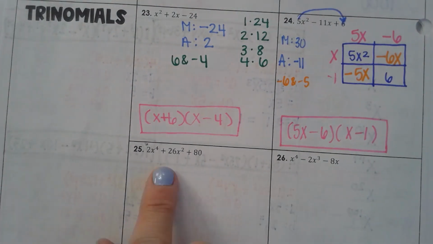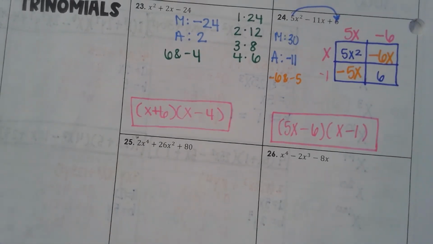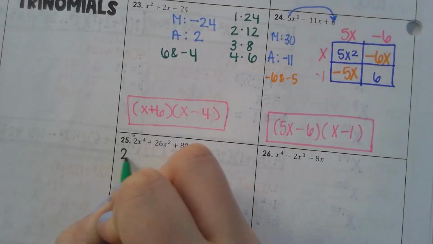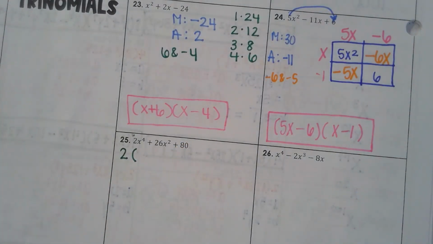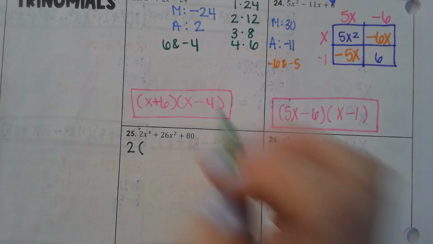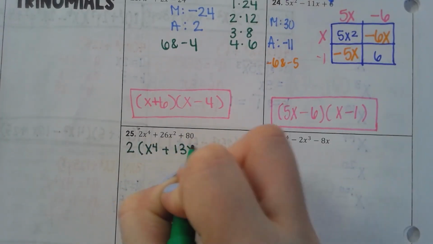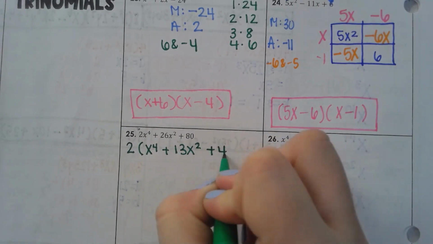All right, 25. Is there anything you can divide all three of those numbers by? You can divide them all by 2. What about any variables? That 80 doesn't have any, so no. So it's x to the 4th plus 13x squared plus 40.